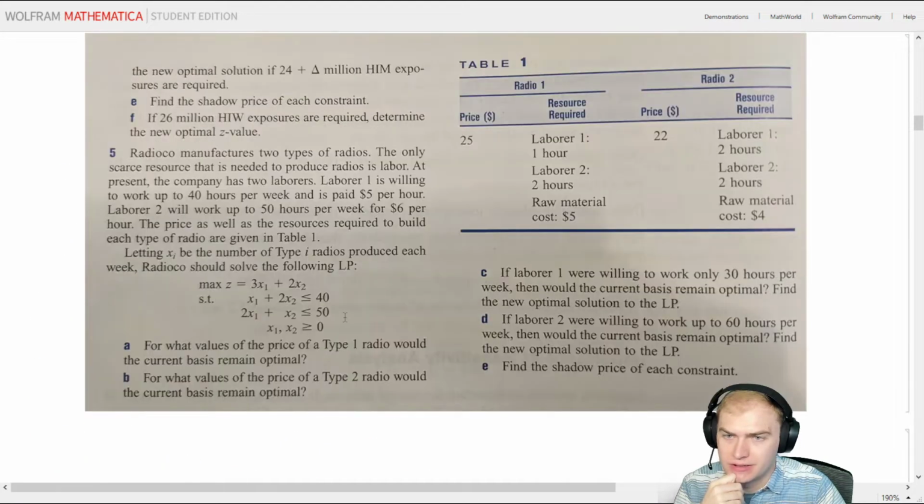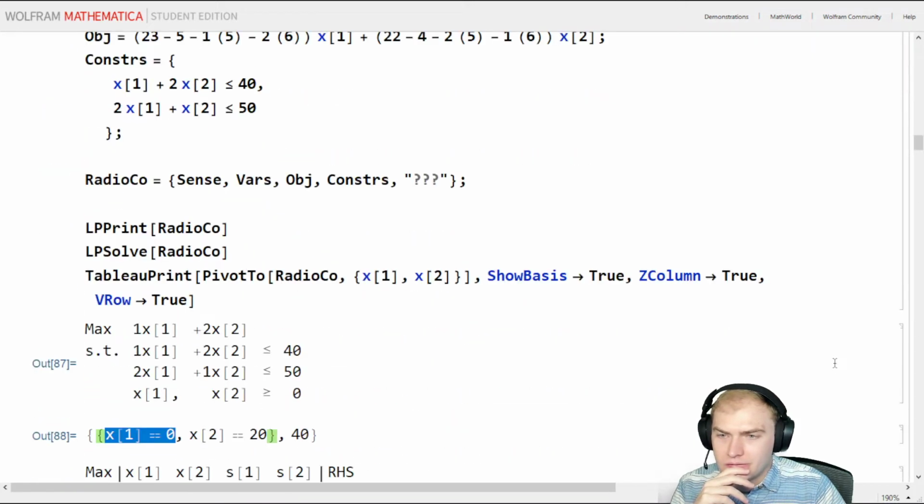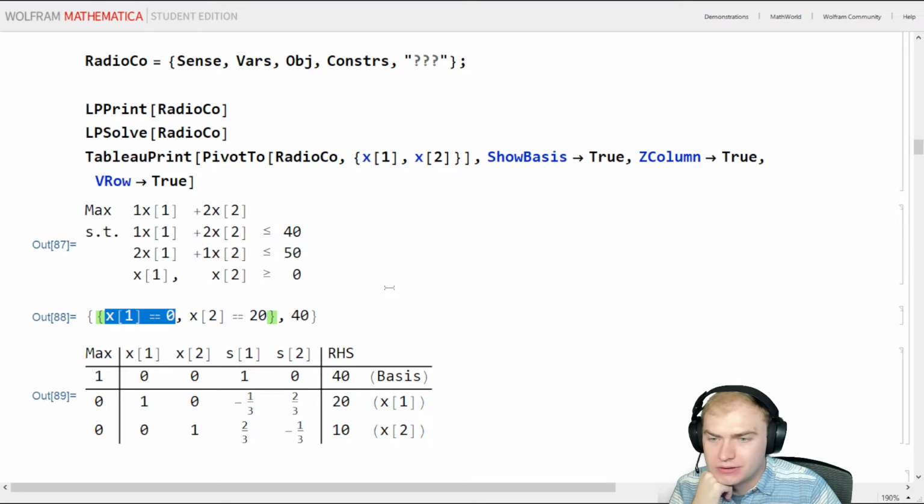So I guess I didn't explain what the problem was. We're producing two different types of radios with different labor costs, and we want to maximize profit. Excuse me. So just messing around with it, we're seeing that we're not in an optimal basis anymore.